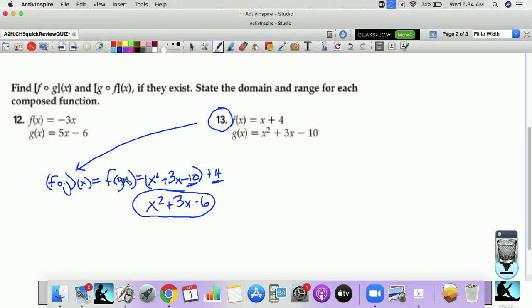So we have g of x, this one that we're plugging in here. So since we have this, we want the outcome of this to work for the input of this. So the input of this is all reals anyways.